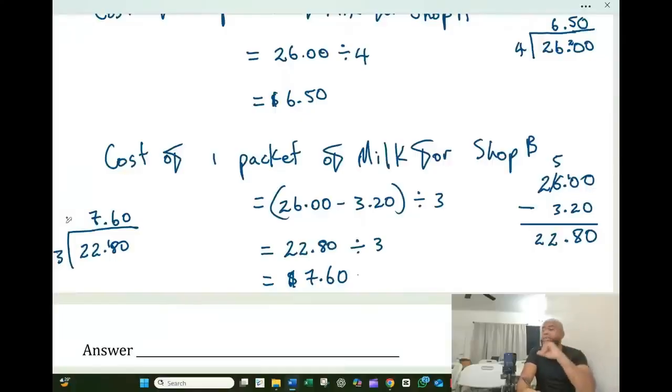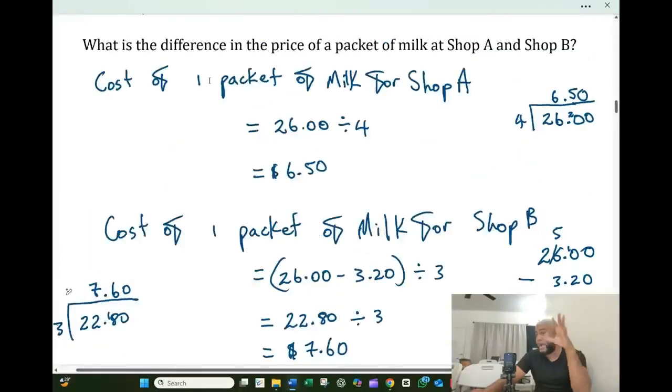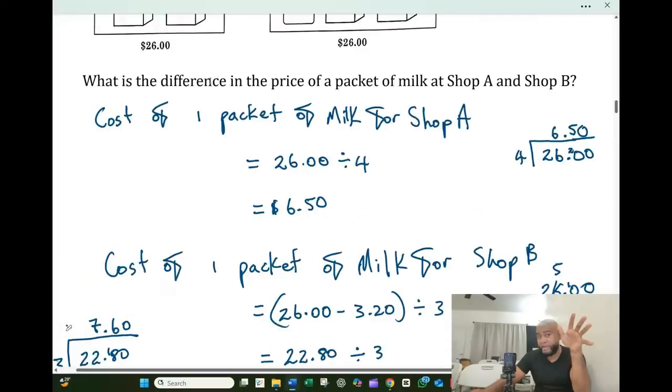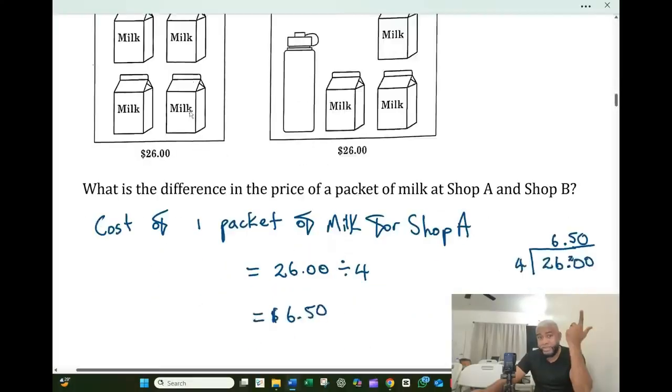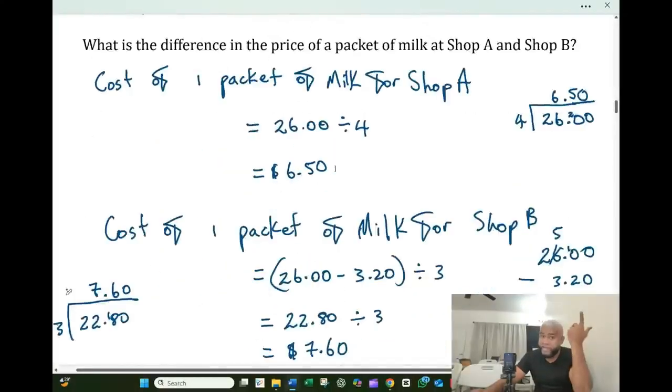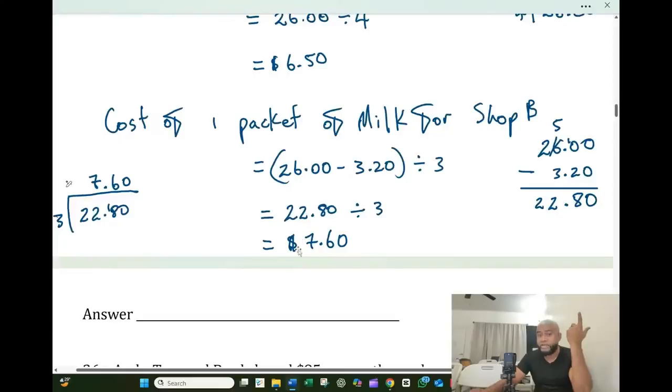Right. So the question was to find the difference between the cost of one packet of milk. Please, I tell you this all the time, check your question just to make sure you answer what the people are asking for. The question did not ask us to find the cost of one packet of milk for shop A, then one packet of milk for shop B. No. The question wants to know the difference. Difference means to take away. So we have the cost of one packet here for shop A, and the cost of one packet here for shop B.